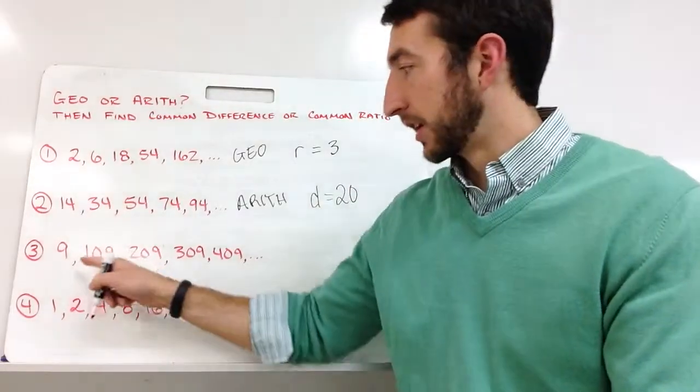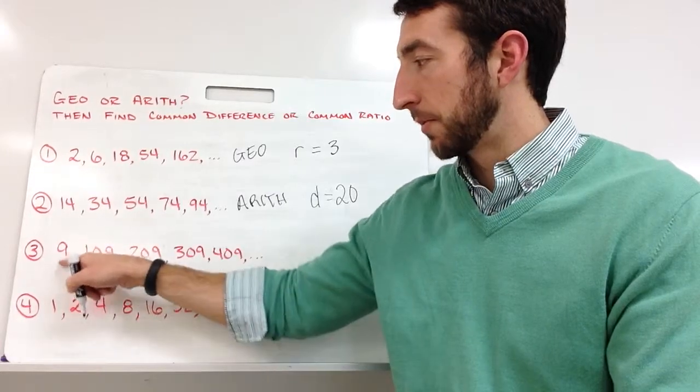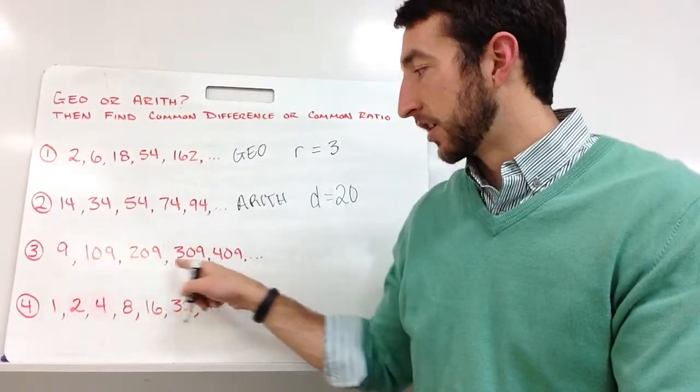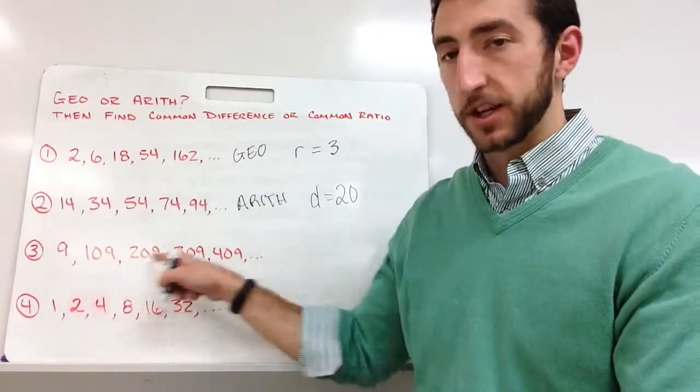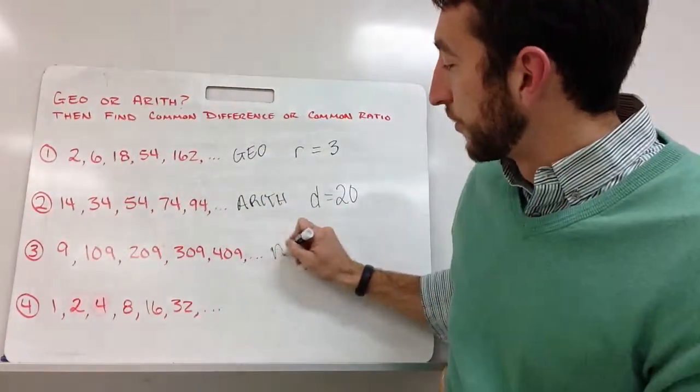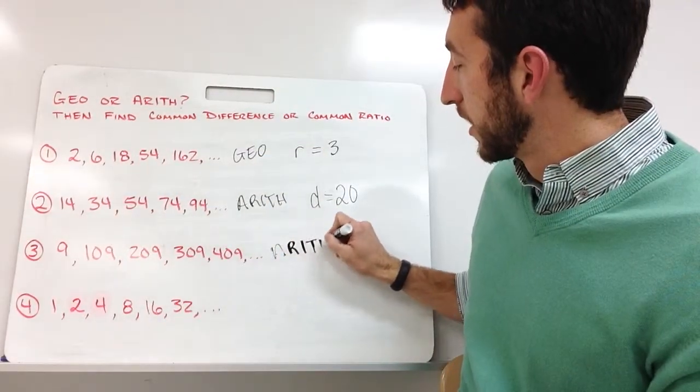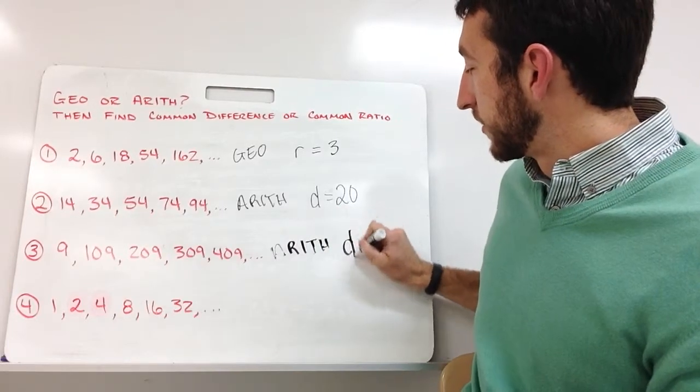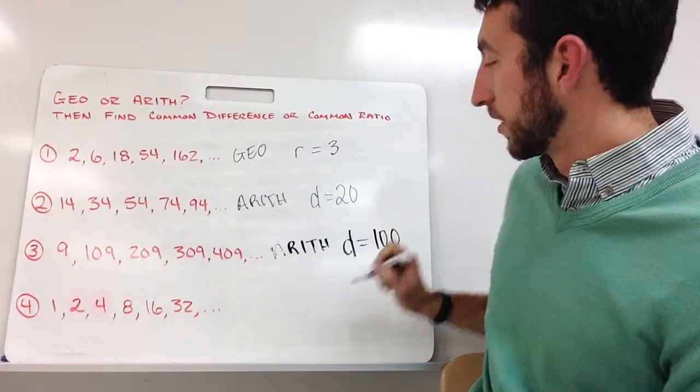All right, check the same thing here. 109 minus 9 gives me 100. Adding 100 each time. So it looks like that checks out. I add 100, 109 plus 100 gives me 209, so on and so forth. So that one's going to be arithmetic. And my difference is going to be 100.